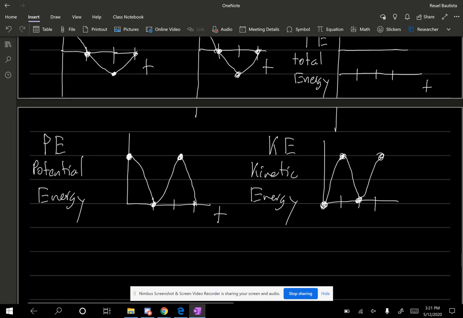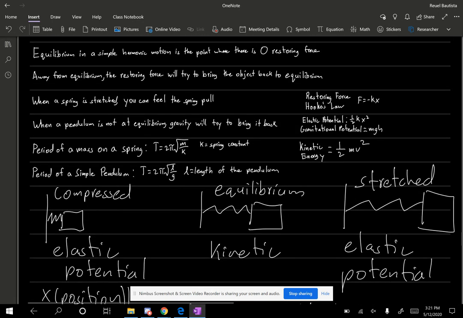The important things about springs and pendulums are going to be these two equations: the period of a mass on a spring and the period of a simple pendulum. The period is how long one cycle takes, and it's found using this equation for springs and this equation for pendulums. For a spring, it's 2 pi square root of m over k, meaning the mass and the spring constant are the only things that matter for how long a cycle takes. For simple pendulums, the only things that matter are the length of the rope and gravity.